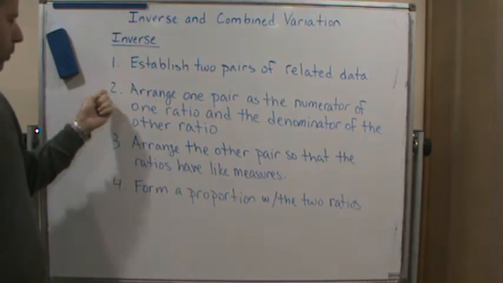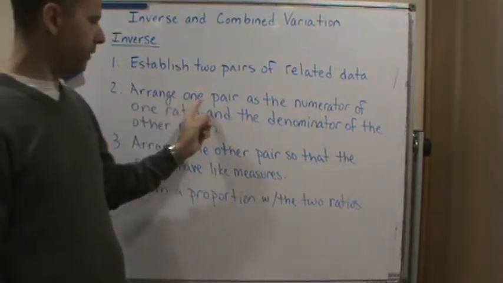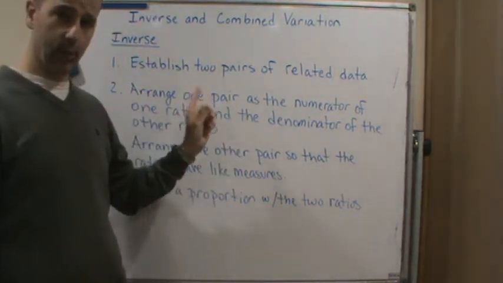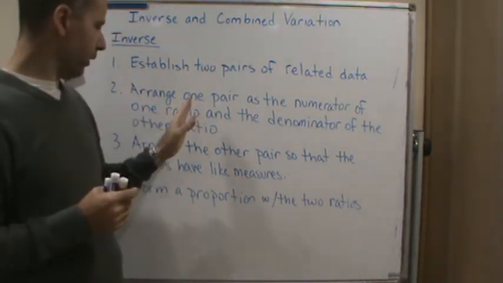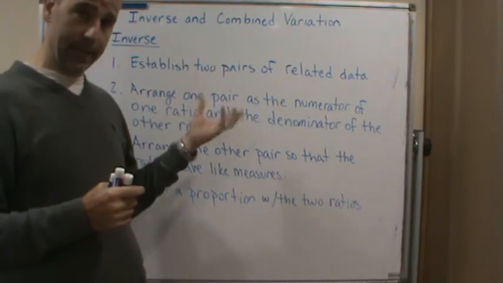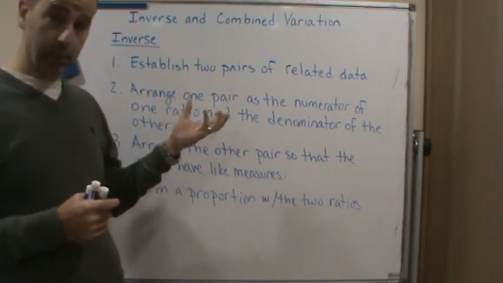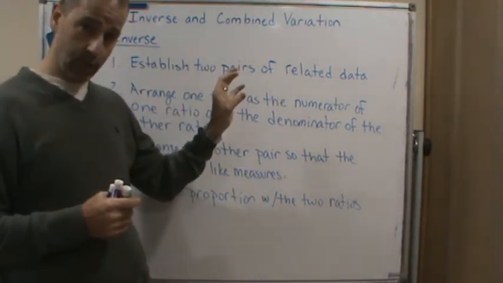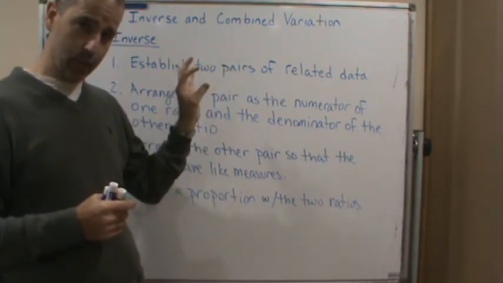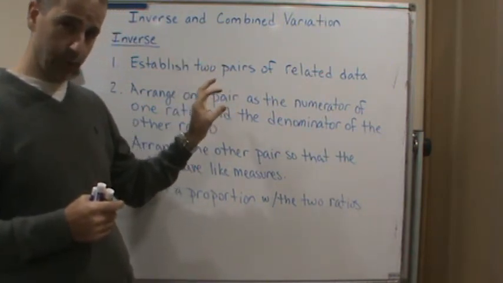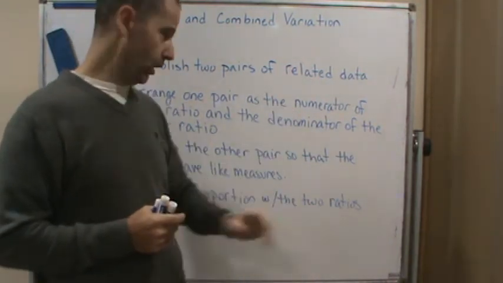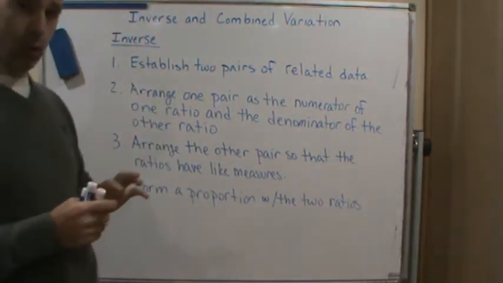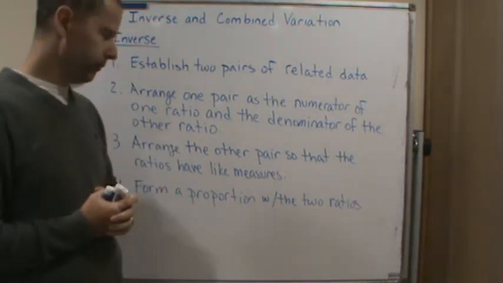And then two, we're going to arrange one of the pairs and split it up, but we're going to split it up like this. We're going to take one of the pairs of data and place one of those numbers as the numerator of one ratio, and the other number is going to be the denominator in the other ratio. Okay? So that's the way we're going to split it up.